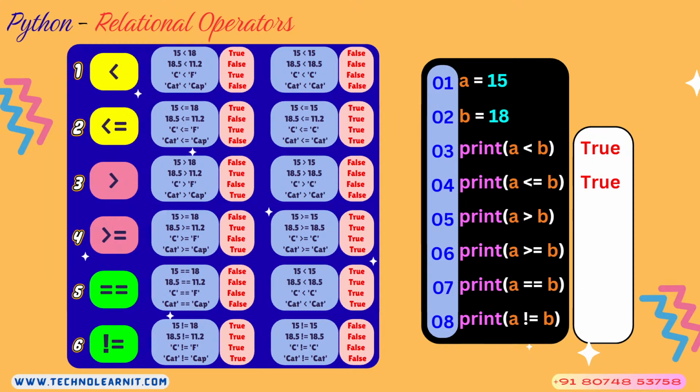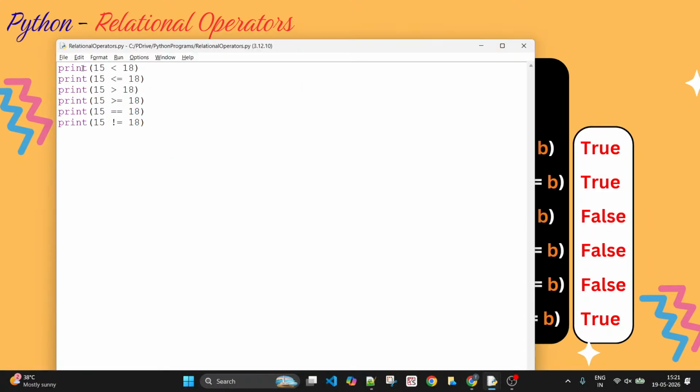So 15 less than 18 is true, 15 less than or equal to 18 is true, 15 greater than 18 is false, 15 greater than or equal to 18 is false, 15 equal to 18 is false, 15 is not equal to 18, yes, it is true. So I'm going to change the code here. Instead of using constants in the condition, I'm going to use variables. For that, I'm going to store the values 15 and 18 into two variables respectively, and I am going to substitute every 15 with a because it is now stored in a variable a. Similarly, every 18 is now stored in a variable b, so I'm going to use b.